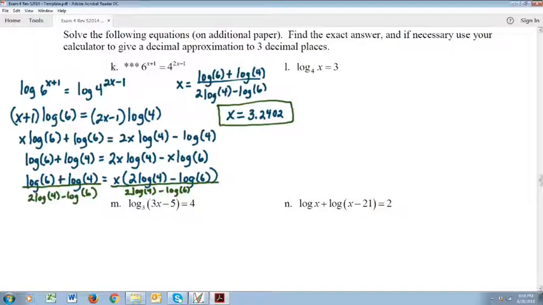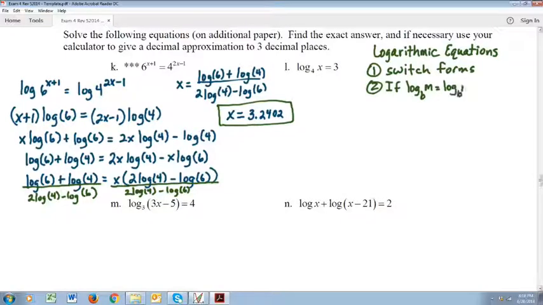Alright, so I want to talk about our approach for solving logarithmic equations. It's actually quite similar to what we did with exponential functions. So one of our strategies is we just switch forms. And so we can change from a logarithmic form to exponential form. The other strategy, basically if we have 2 logs that are equal and they're both with the same base, then these inner numbers, m and n, must be equal as well.